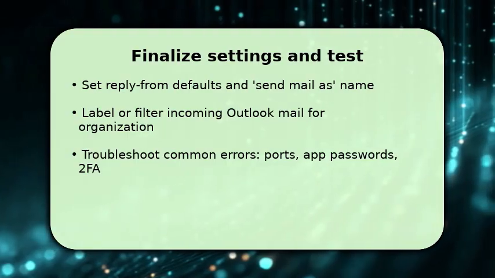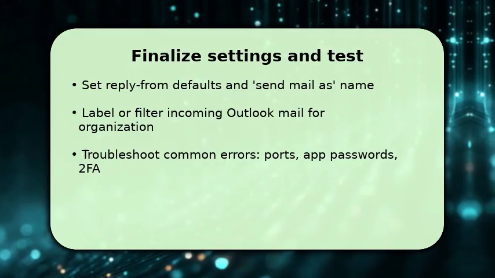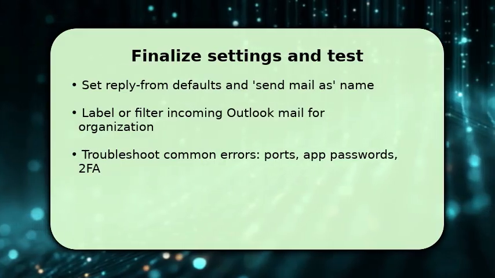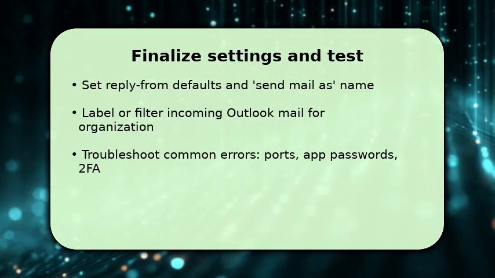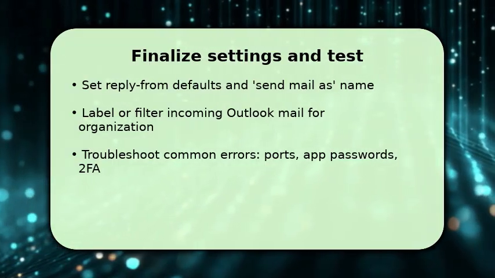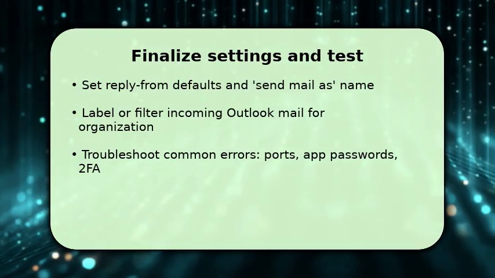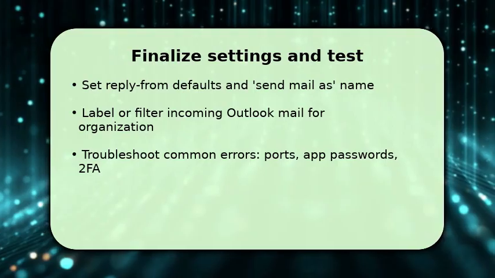Then create a label or filter to separate Outlook messages and confirm folder sync and sent mail behavior by sending test emails both directions. If something fails, check common causes: wrong ports or server names, disabled IMAP, two-factor blocking, or incorrect app passwords. Fix that, re-authenticate, and retest until it syncs.